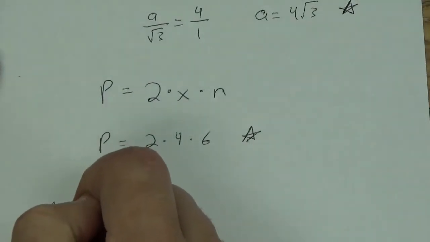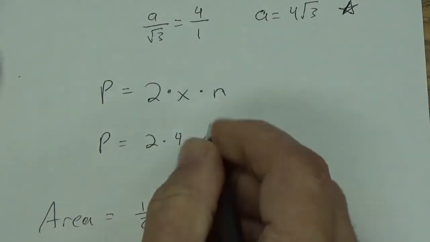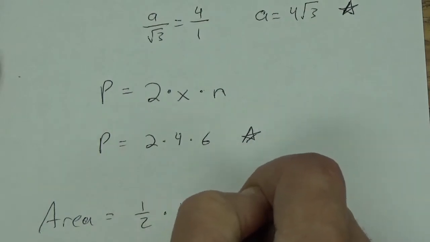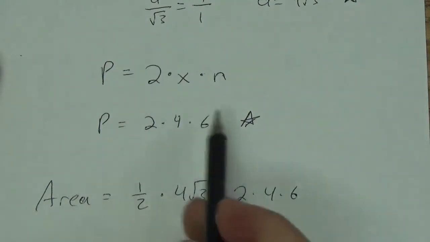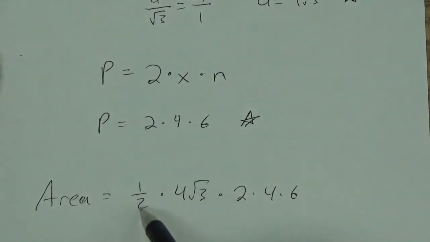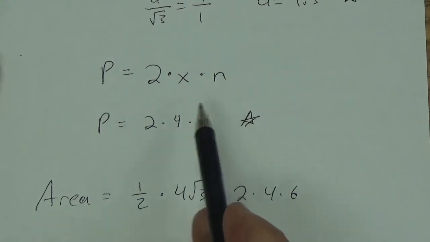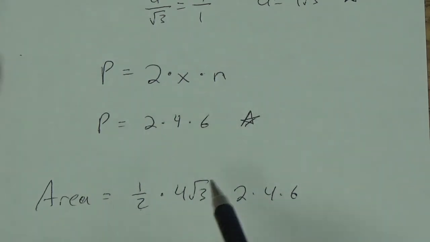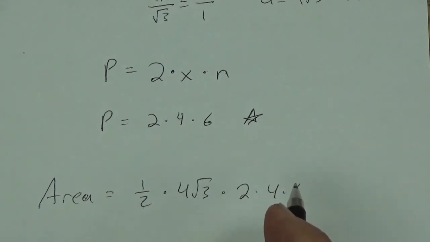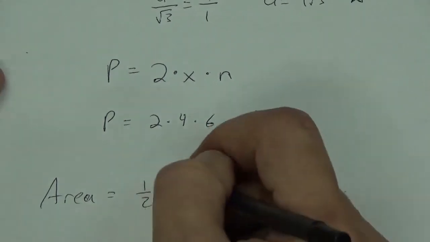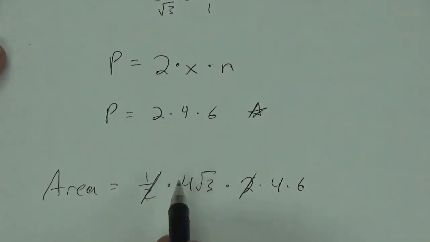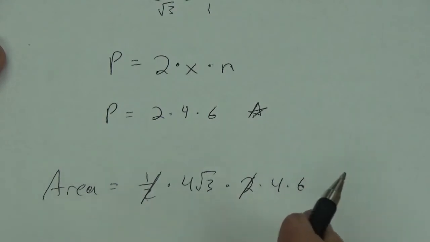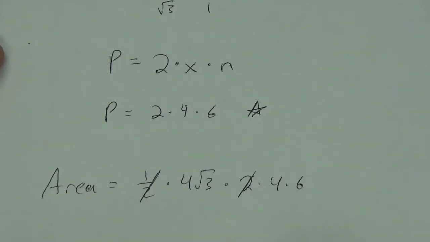Finally, area equals 1/2 times A, 4√3, times P, 2 times 4 times 6. Now, here's why I don't multiply this all out and get 48. Because that 1/2 and that 2 will always cancel each other out. If I have a 48 here, then I have to think through the 1/2 and the 48 a little bit more. If I just leave it as a 2, I know that this and this will always cancel. Now, these are not like terms, but we can still multiply unlike terms. You can't add or subtract unlike terms, but you can multiply them.